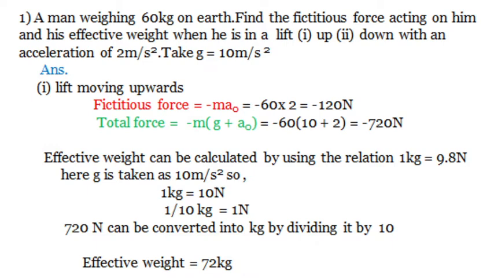Okay. But here we have to take g as 10 meter per second square. That is the data given in our question. So here we are dividing by 10. 1 by 10 kilogram is equal to 1 Newton. But if it is not given that g should be taken as 10 meter per second square, we have to divide by 9.8 to get the corresponding weight in kilogram. So here 1 by 10 into 720 is the weight in kilogram. 720 by 10 gives 72. So 72 kilogram is the effective weight. Okay. That is the first question.